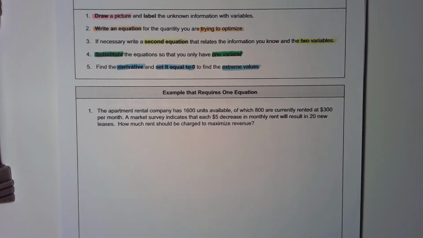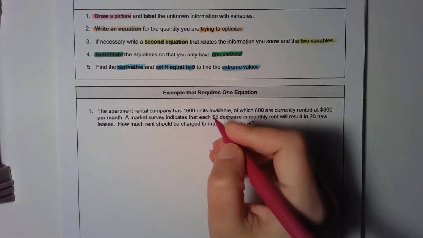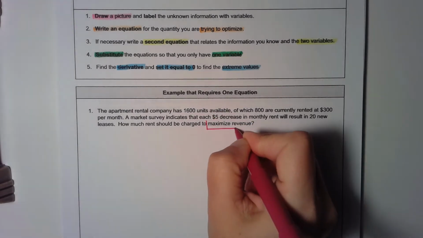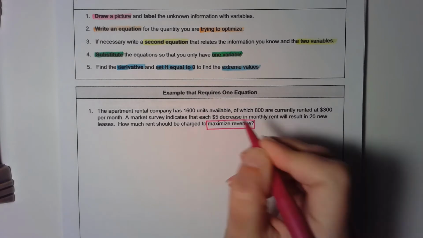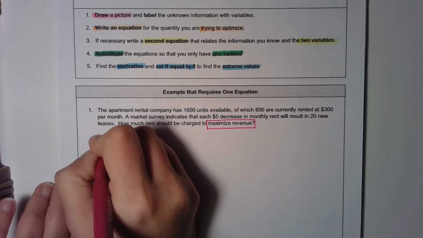Now, the first thing here is to figure out what exactly we're trying to maximize. In this problem, I'm not going to draw a picture because I'm not talking about a geometric shape or a figure that I'm building a fence or something like that. I'm really just talking about the idea of profit here. So there's no real visual. But I do need to know that I want to write an equation that will help me maximize revenue. So I'm going to need a revenue equation.